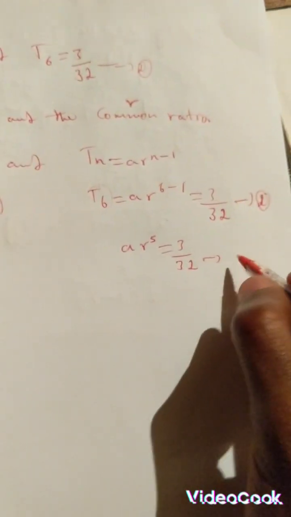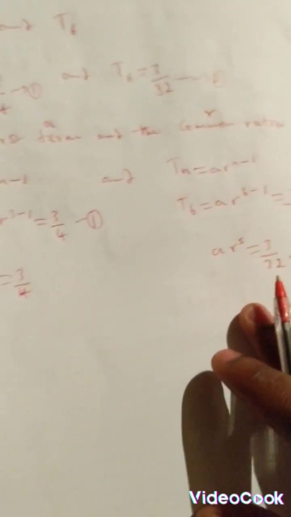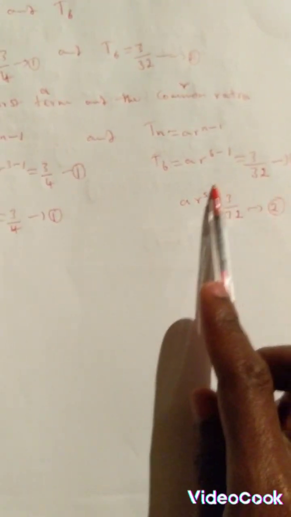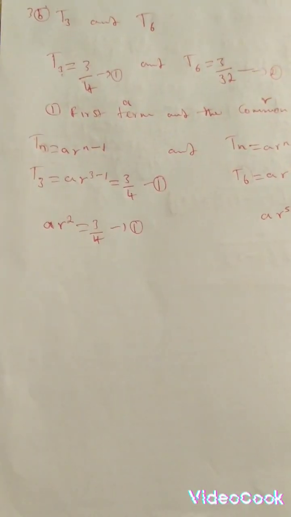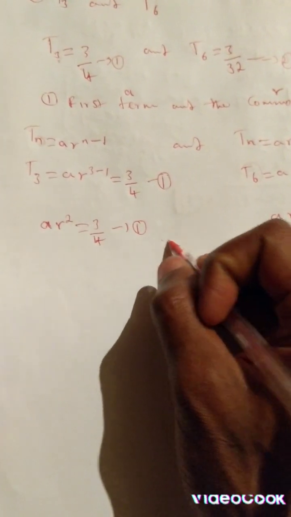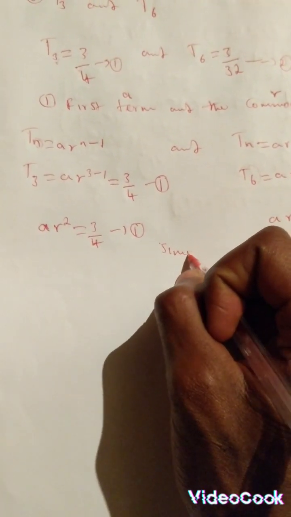Right, you get? This is your second equation, and don't forget this is our first. When you are simplifying such equations, after you have found your second equation and your first equation, what you do now is you need to solve them as simultaneous equations.